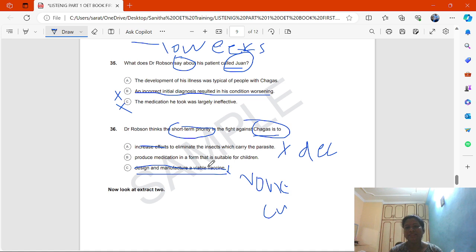Another suggestion I would like to give you: do more concentration in OET listening part A and part B. In part A, you have to get a minimum of 22 to 24 marks, and in part B, 4 to 6 marks. If you get a minimum of 24 plus 6, total 30. If you get 28 to 30 marks, definitely you will achieve the OET listening test. So do more concentration in OET listening part A and part B.